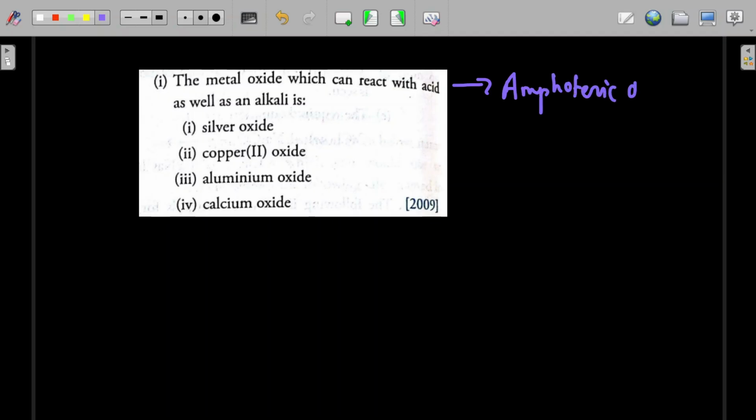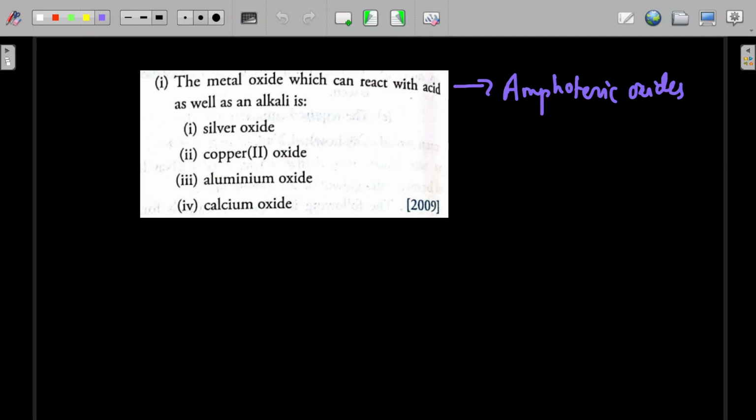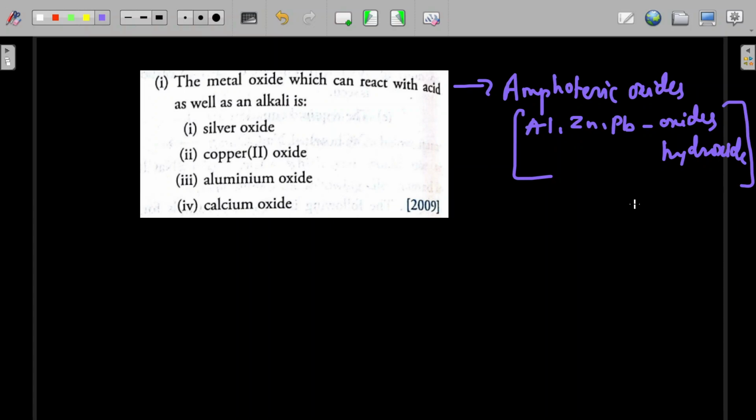So you have to remember, under basic oxides all are basic only except three which are called as amphoteric. Those are aluminium, zinc and lead. Their oxides and hydroxides. Only these, even though they are metal oxides, are amphoteric. Means they can react with acid as well as an alkali to form salt and water. So here straight away aluminum you can select.